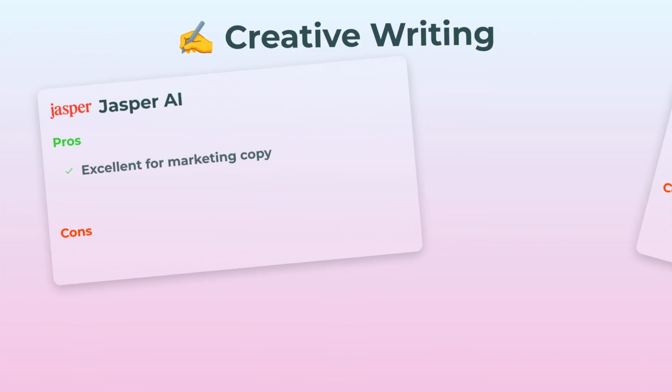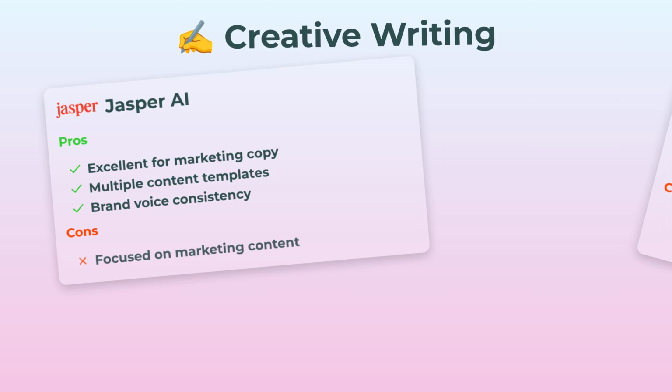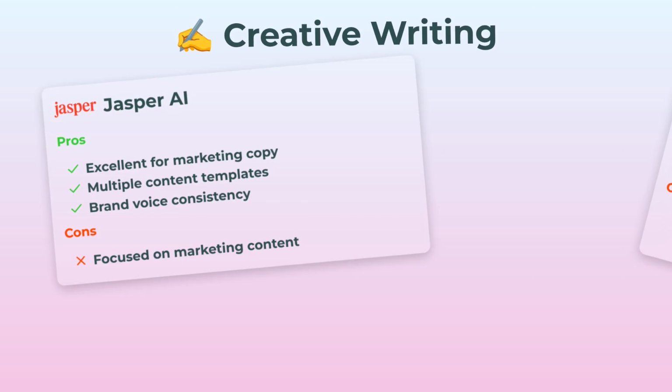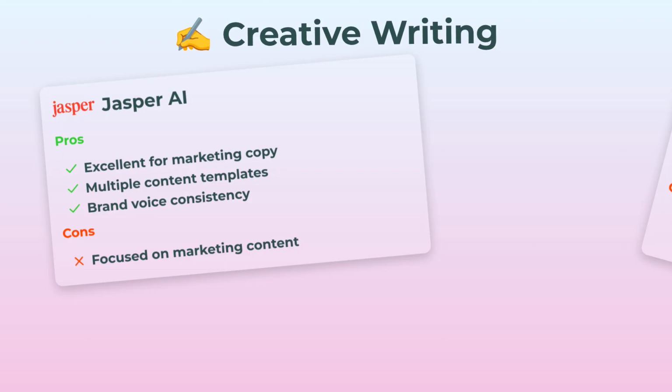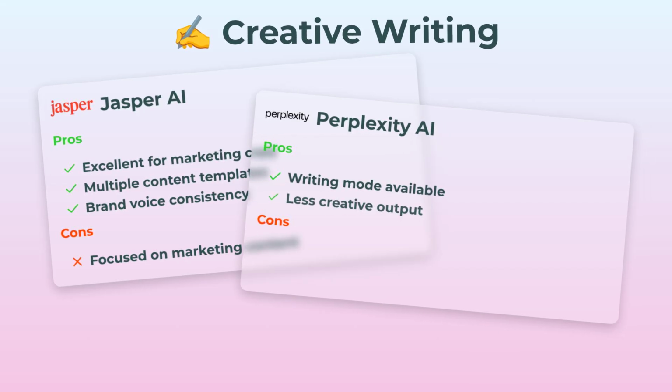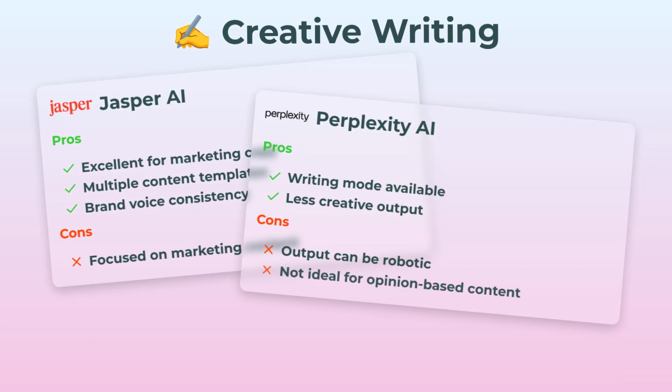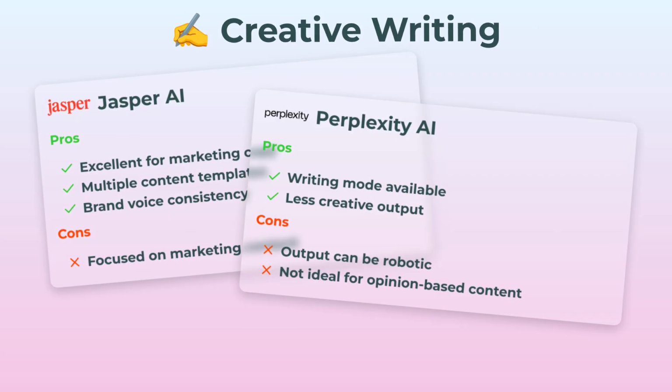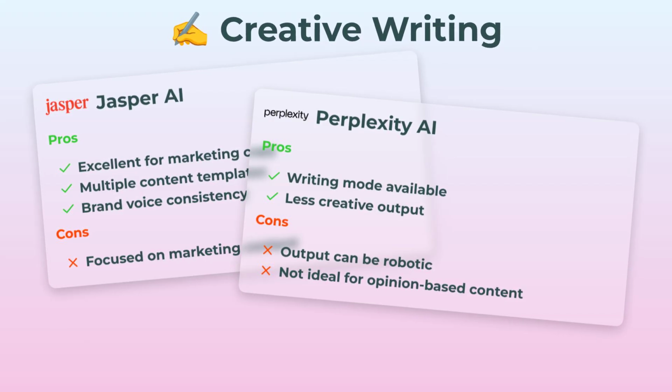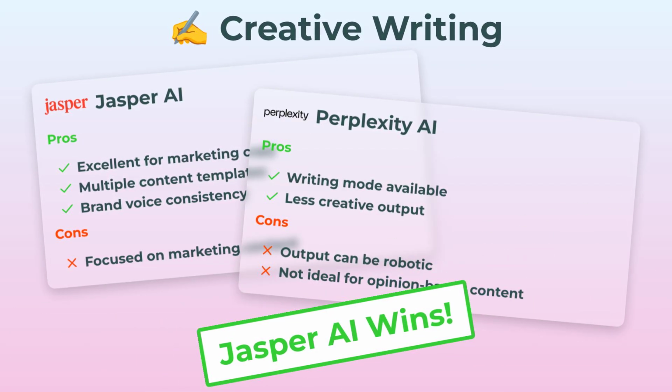Creative writing. All right, if you want creative flair, Jasper is honestly impressive. Tons of templates, keeps your brand voice tight, really shines for anything marketing. It's laser focused though, so outside marketing, it's not as wild. Perplexity does offer a writing mode, but the output feels robotic, and for anything opinionated, it's just not inspiring. If you want creative content and a bit of spark, Jasper's the winner here.